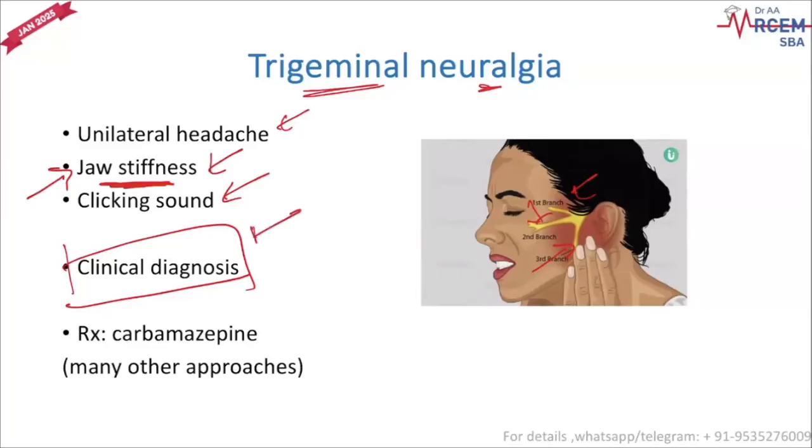It is a clinical diagnosis. No investigations are required. Usually, we start and treat with carbamazepine. There are various other drugs also available for trigeminal neuralgia, but the first line drug we use is carbamazepine, not pregabalin or gabapentin. Those are the other drugs which are usually used for trigeminal neuralgia.